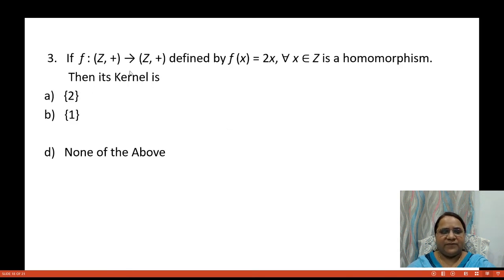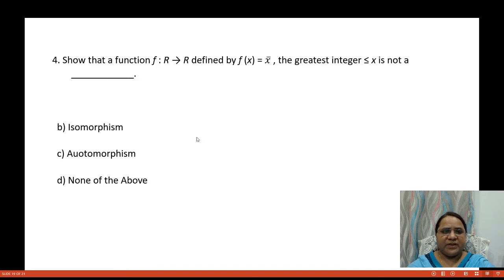Next, the third one. If f is a mapping from Z plus to Z plus, defined by f of x equal to 2x for all x belongs to Z, is a homomorphism, then its kernel is the element 0, the identity element. So the answer is 0 here. Next, we have the fourth question. To show that a function f from R to R, defined by f of x equal to the greatest integer less than or equal to x, is not a homomorphism, because it won't satisfy the conditions, so it is not a homomorphism.